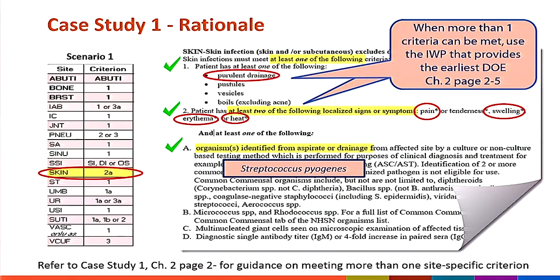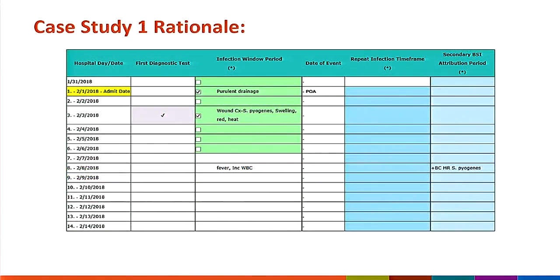But it's important to note that in cases like this, where there is more than one criterion that can be met, we want you to use the infection window period that provides the earliest date of event. And that's important, and it's actually in your favor to make sure that you do that, because it can be the difference between identifying an infection as present on admission or identifying it as a healthcare-associated infection.